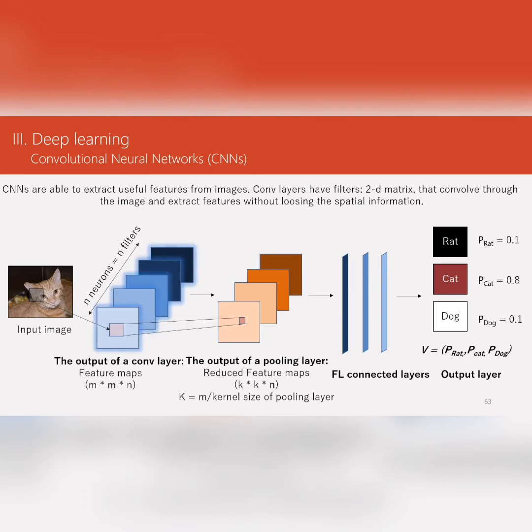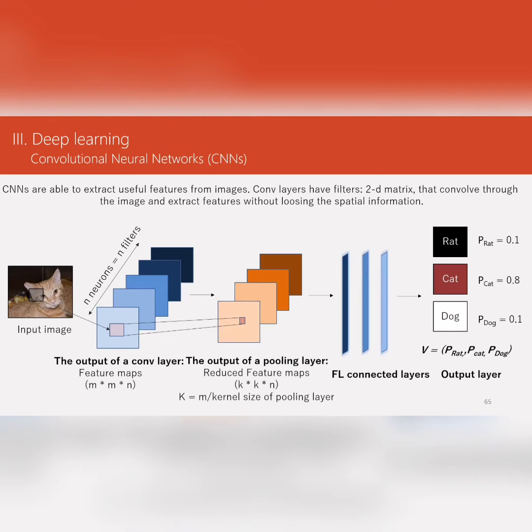So we have the input image that passes through the convolutional layer that I explained previously, and this layer outputs different representations of this image by keeping the spatial information, and they are called feature maps. After that, these feature maps are passed to a pooling layer. So the output of a pooling layer, as you can see, is reduced feature maps. So the pooling layer performs dimensionality reduction.